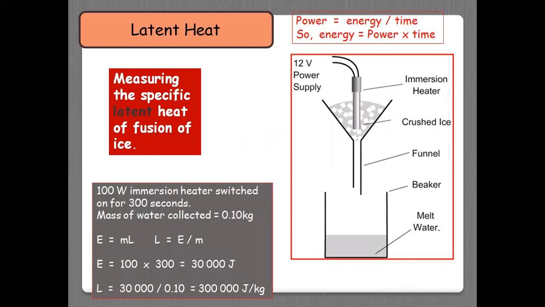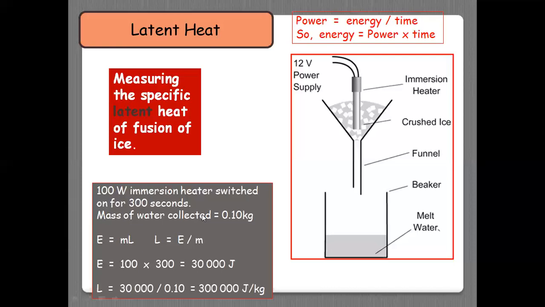What is the required equation? Energy equals power times time, since power is equal to energy over time. We need this equation to use it. Say a 100 watt immersion heater is switched on for 30 seconds. The mass of water calculated is 0.10 kilograms. This is an example of data that we can collect from this experiment.